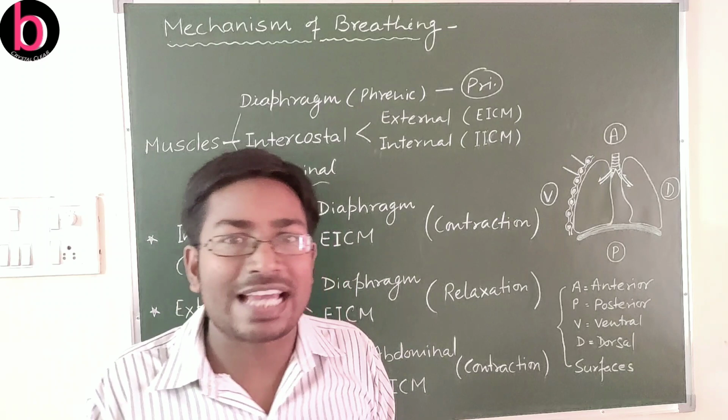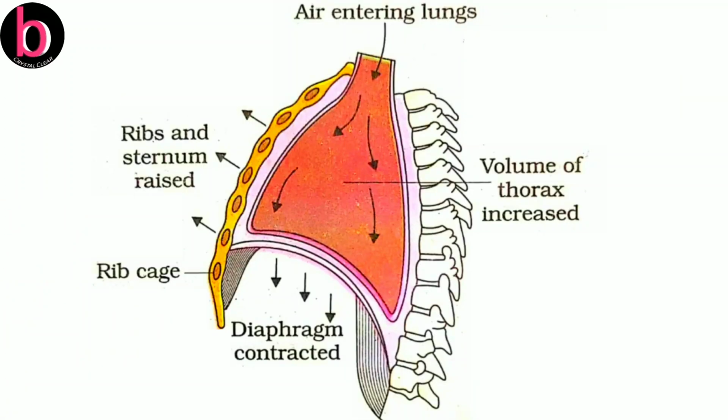So the first one is about inspiration. What events are going on during inspiration? In the diagram, you can see air entering inside the lungs. For the entering of air, we earlier discussed what condition is needed: the pressure inside the lungs must be less with respect to atmospheric pressure. That is, negative pressure must be present inside the lungs.